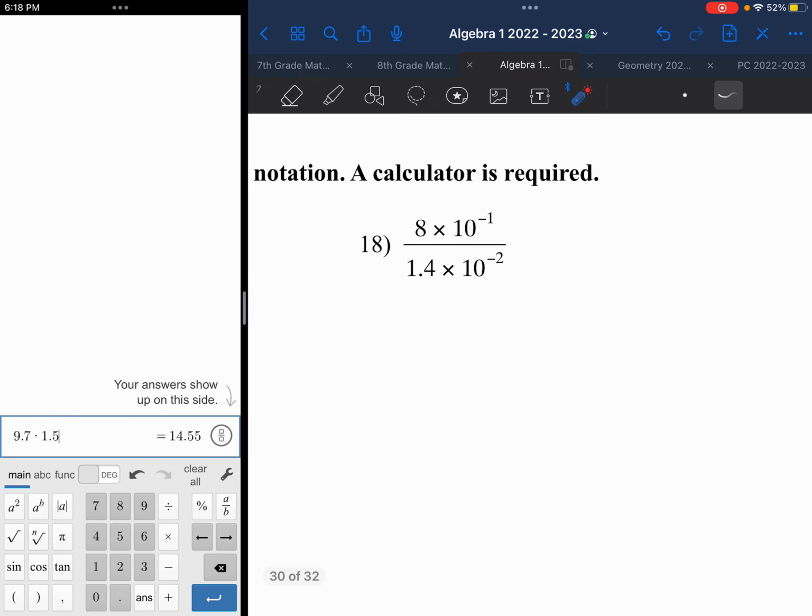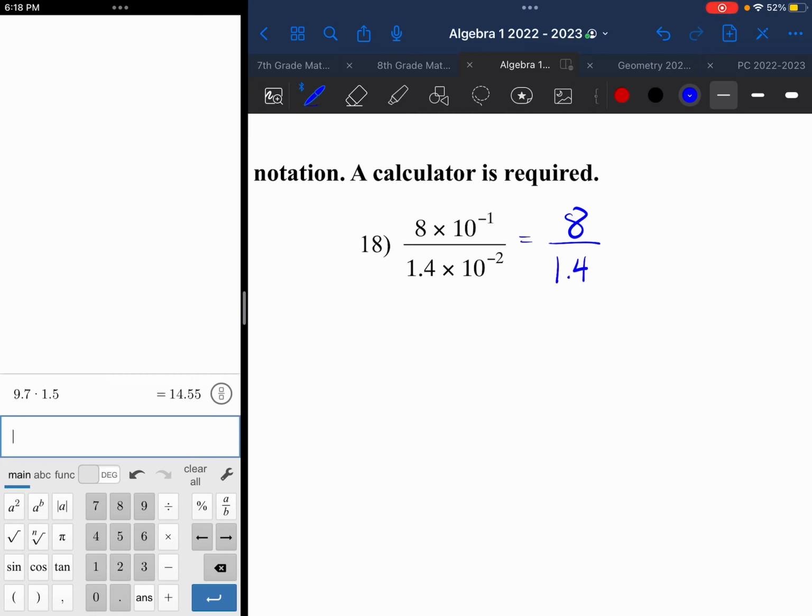All right. How do we do this problem? In this problem, I'm going to do 8 divided by 1.4 as my first problem. So let's go ahead and, calculator, help me out here. I have 8 divided by 1.4.